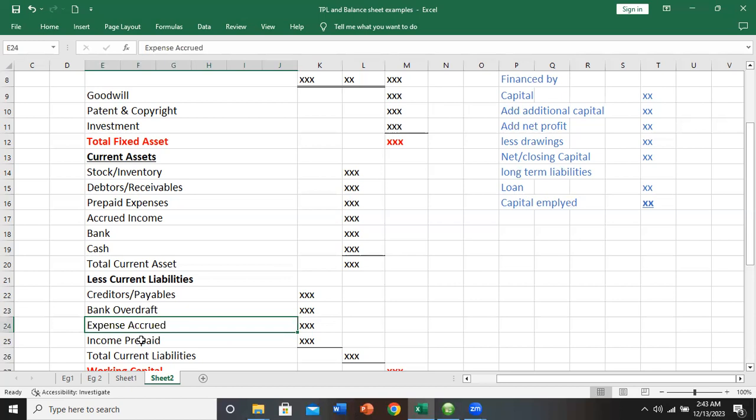The last two are also the opposite of prepaid expense and accrued income. So the opposite of prepaid expense is expenses accrued. Another word for accrual means owing. You are owing the thing. So the example I gave for the rent: in the first scenario, you paid the rent to your landlord before using the room. In the second scenario, which is expense owing or rent owing, it means you haven't paid for the rent, but you have used the room. Do you get the distinction?